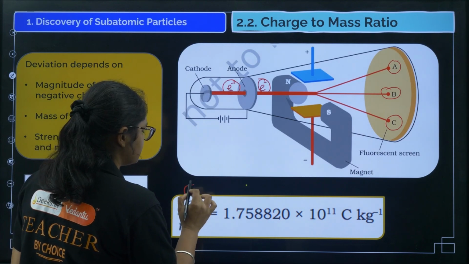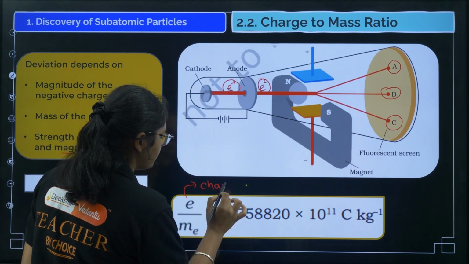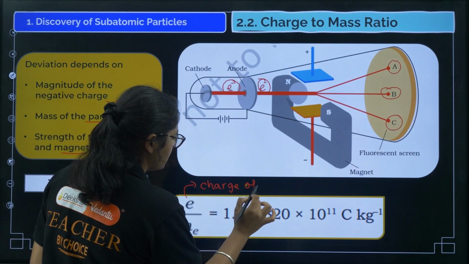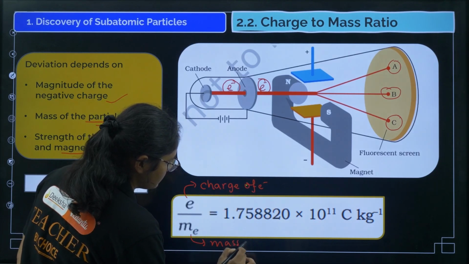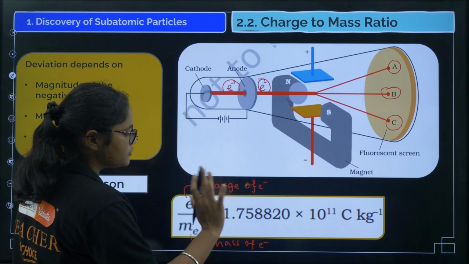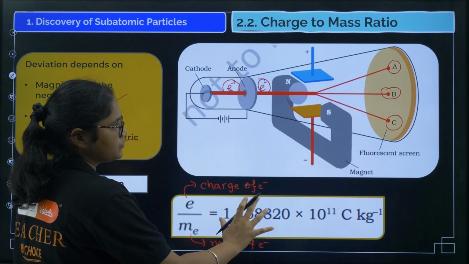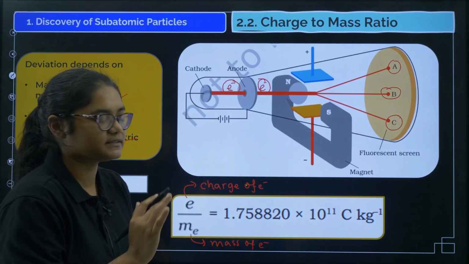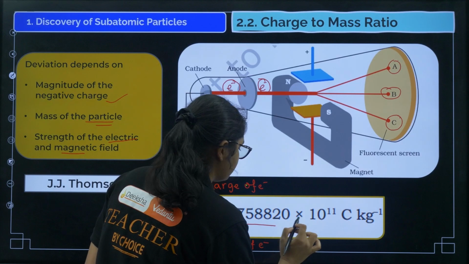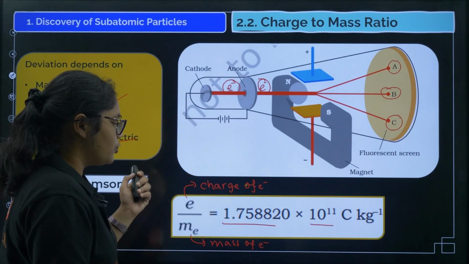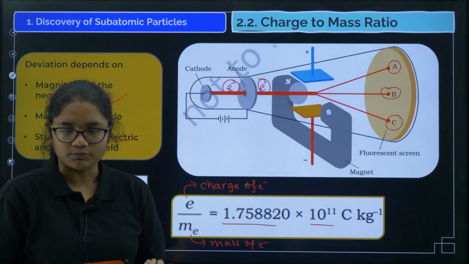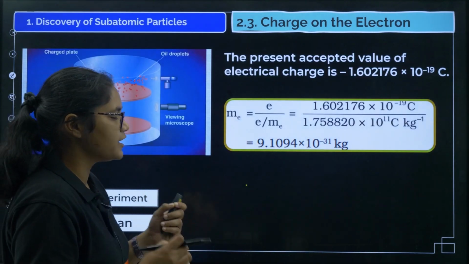e is here the charge of the electron, and m_e stands for the mass of the electron. So this value, the e by m ratio of the electrons, was equal to 1.75 into 10 to the power of 11. Okay, so this value was given by J.J. Thomson.